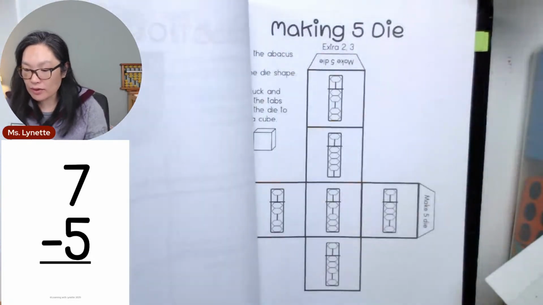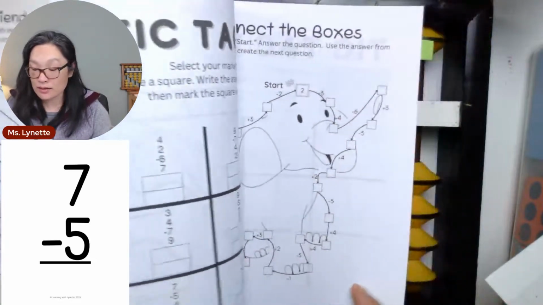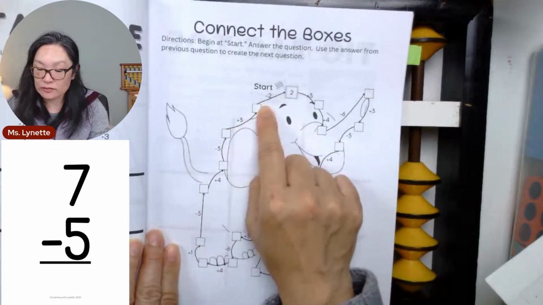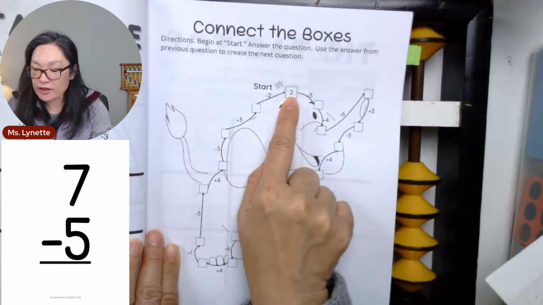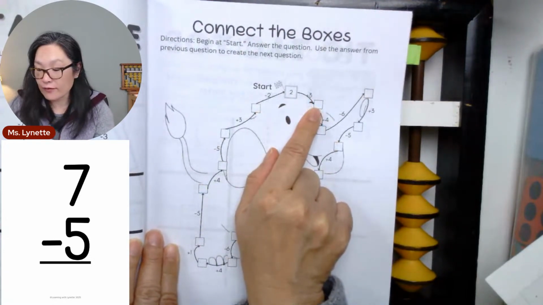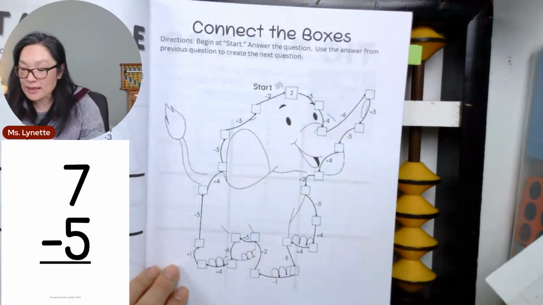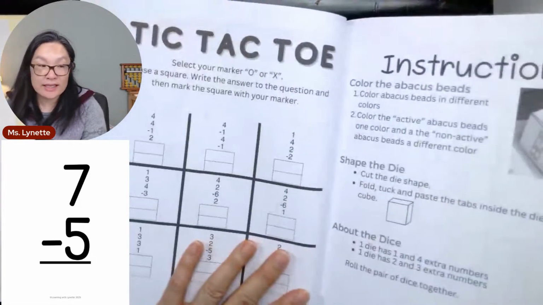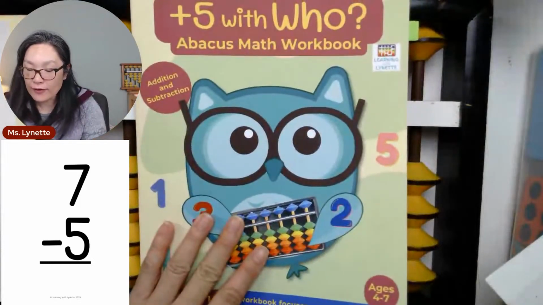And I still have color by number, and then this one was connect the boxes. So it's like connect the dots, but instead it's connect the boxes, because after each number is the answer, right? So if we start here, you follow the arrow. If I do 2 plus 3, the answer is 5, and then from 5, it goes to here, which is plus the 4, so that's 9. So that's what connecting the boxes is. And then here, there's a tic-tac-toe. And this is all specific to adding 5.